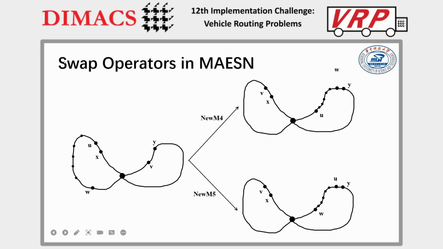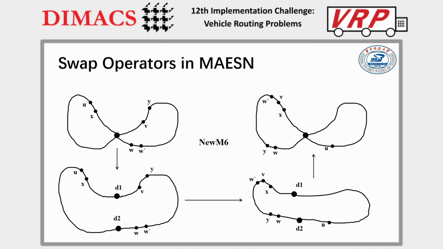And this figure shows the swap operators, new M4 and new M5, where U and W are in the same route. We can see that the city sequence from U to W is swapped with city V. Similarly, the operator new M6 can perform in the situation that U and W are in different routes.